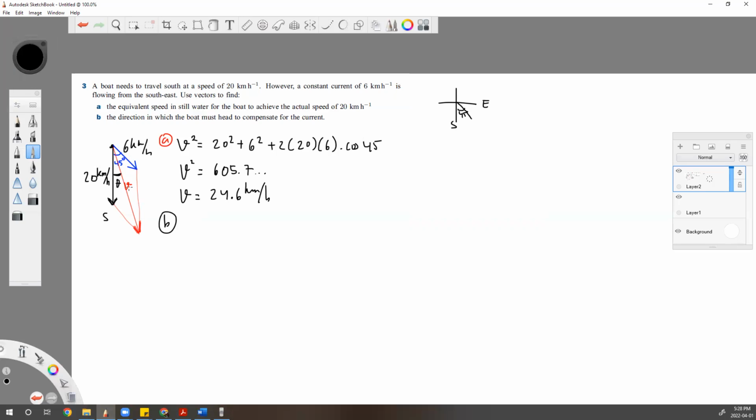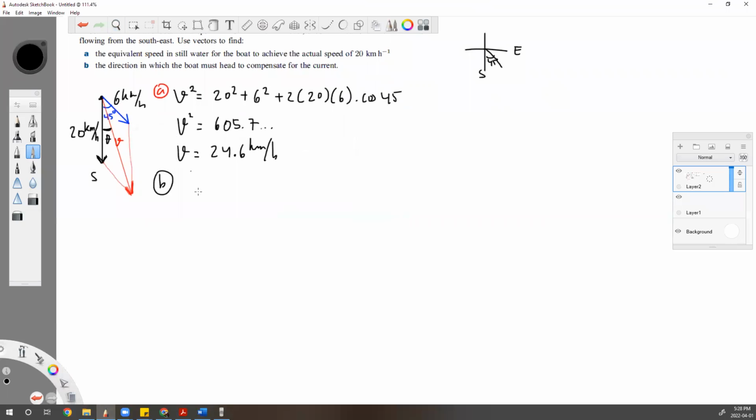Okay, this is the theta. Let's try to focus on one triangle. I have this as 20 and this as 6, right? Because they are parallel here, 6 and 6. And then another triangle here, the V, the 24.6. Okay, and this is the theta. And how do you find the theta? That's the homework for you.